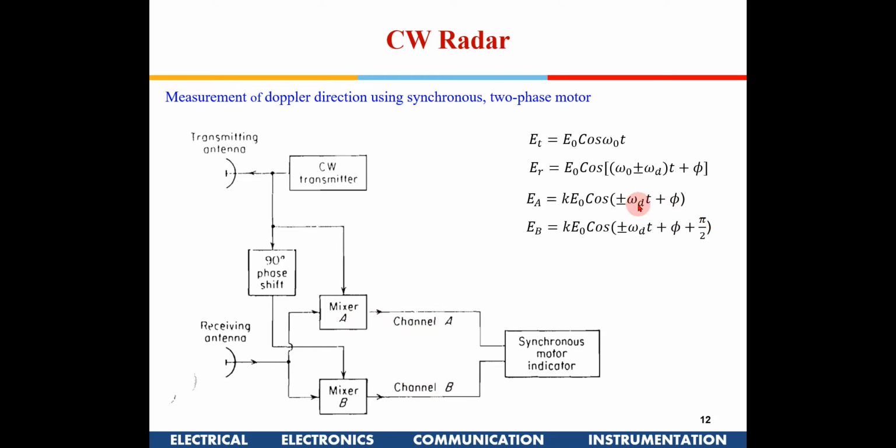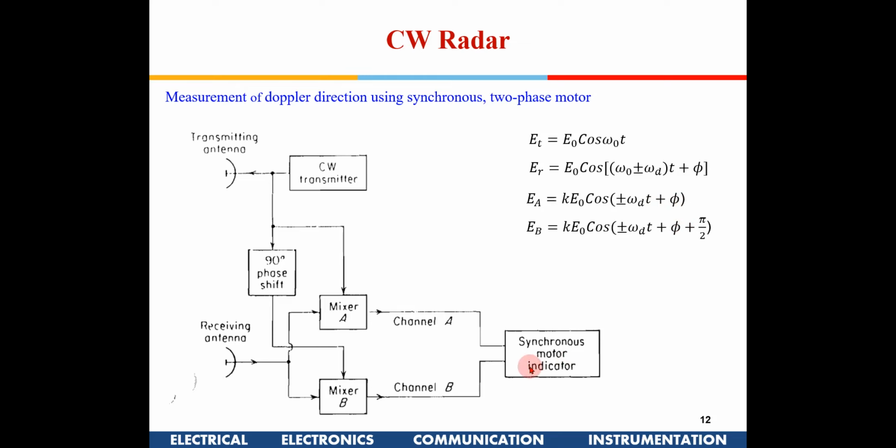Now depending on whether omega d is positive or negative, that you are giving to a synchronous motor detector, that is, depending on whether the Doppler shift is positive or negative, this motor would either move in the clockwise direction or in the anti-clockwise direction. So you can see if it is a plus or minus, it will be lagging or leading. Okay, so that would get interchanged out here.